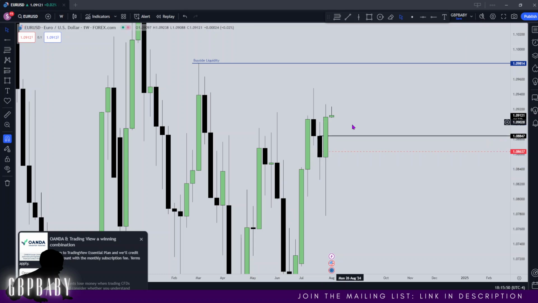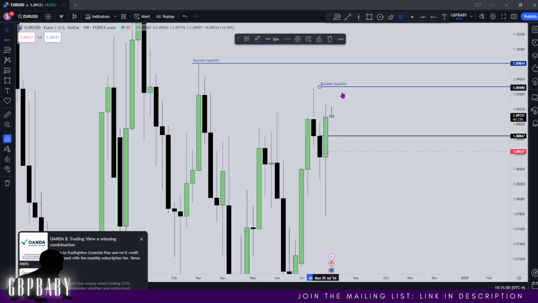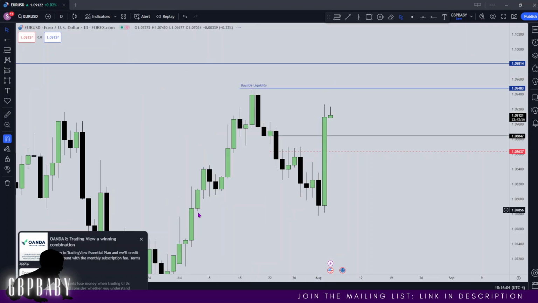So let's get that delineated. Now we've got the mean threshold, which is the very lowest I want to see price trade. The opening, which is where we expect to find a potential setup. And then we have our buy side liquidity target up there, and then here as well. So let's now go to the daily.